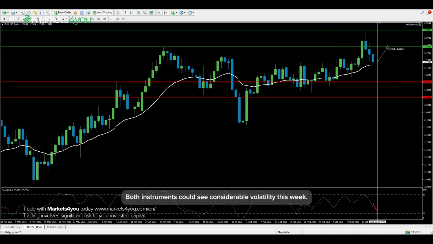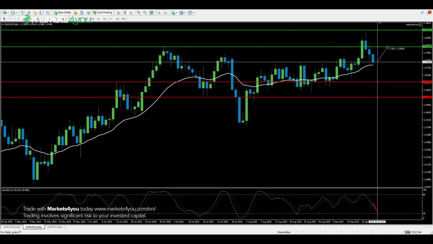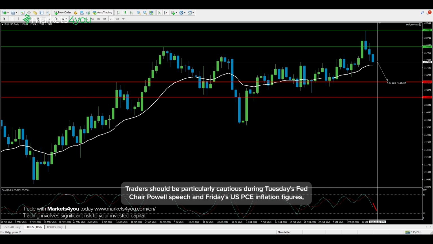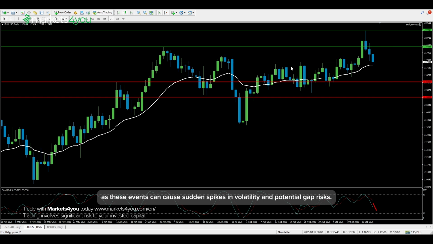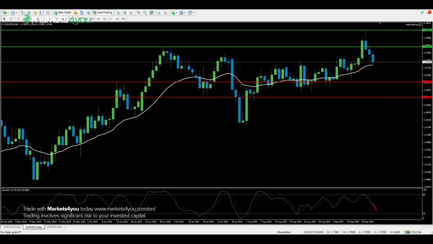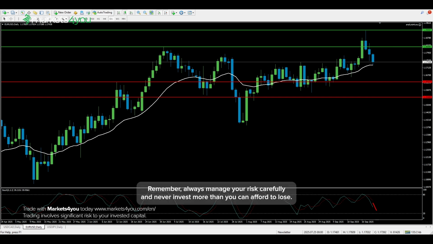Both instruments could see considerable volatility this week. Traders should be particularly cautious during Tuesday's Fed Chair Powell speech and Friday's US PCE inflation figures, as these events can cause sudden spikes in volatility and potential gap risks. Remember, always manage your risk carefully and never invest more than you can afford to lose.